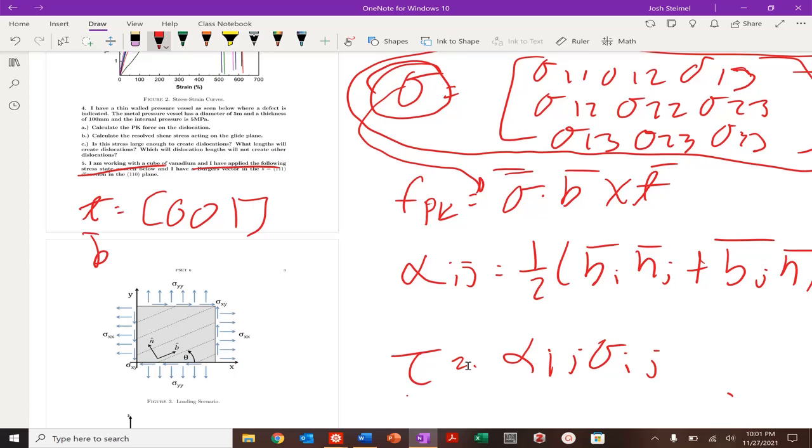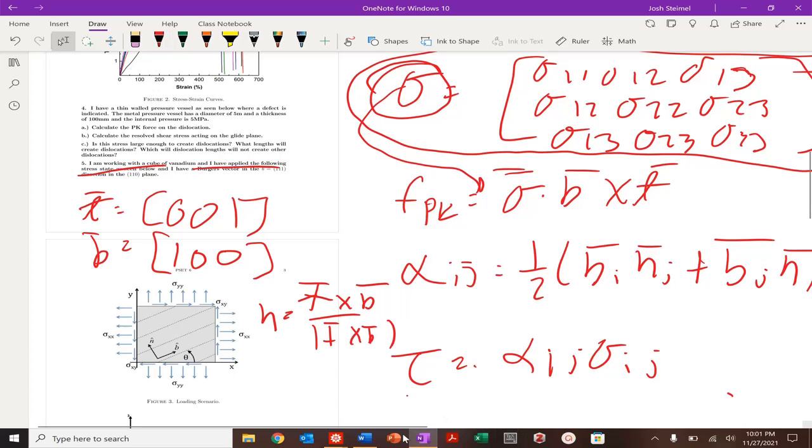My Burgers vector is going to be equal to the 1, 0, 0 direction, and we have the handy relationship that my normal is just going to be T cross B over the magnitude of T cross B. So let's calculate our normal.